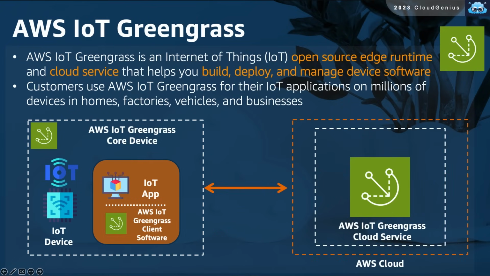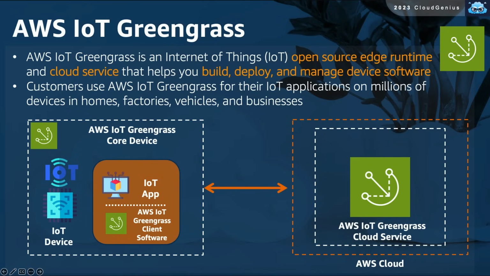AWS IoT Greengrass is a service that extends AWS capabilities to the edge, allowing you to run local compute, messaging, and data caching on IoT devices. It enables you to build intelligent, local edge computing solutions that can operate even in offline or low connectivity environments. With AWS IoT Greengrass, you can deploy AWS Lambda functions, machine learning models, and other applications on edge devices. This brings the power of the cloud closer to your devices, reducing latency and enabling real-time decision-making at the edge.